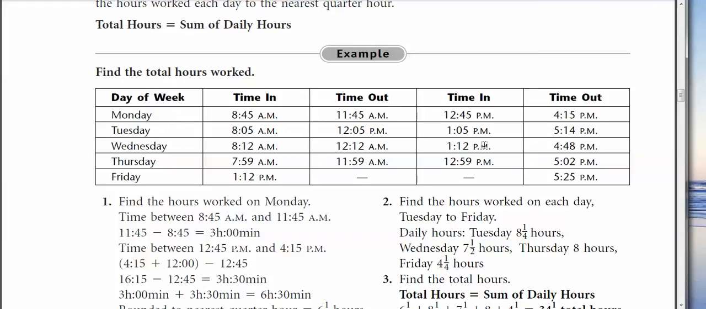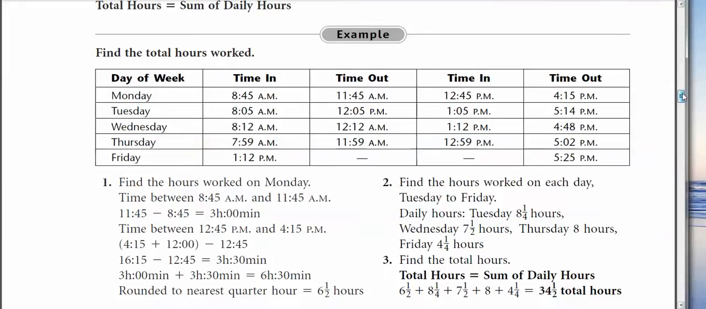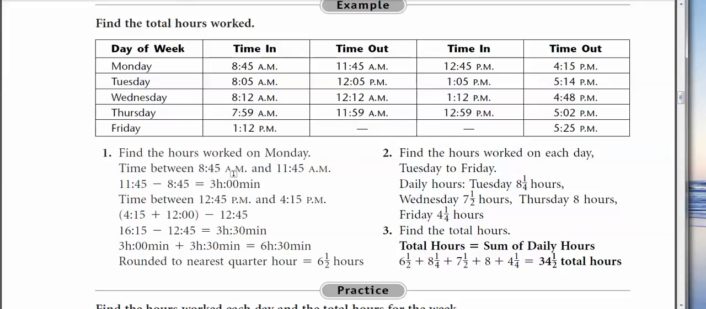Well, what we're going to do is subtract the hours to figure out how many hours we worked in the morning, and then subtract in the afternoon and then add them together. So they call this step one, but they say find the hours worked on Monday between 8:45 and 11:45. So you take 11:45 and subtract the 8:45, and that's going to give you the 3 hours. So you think, started at 8, I went 9, 10, 11. So that's 3 total hours there.